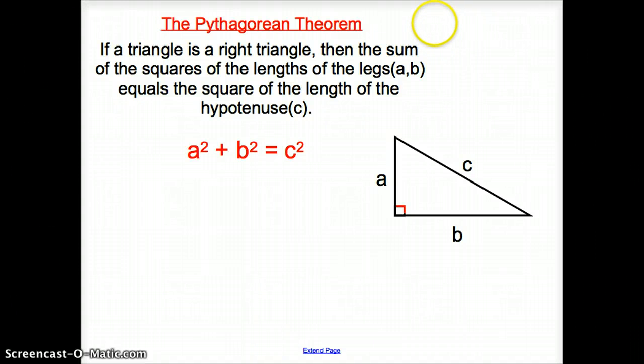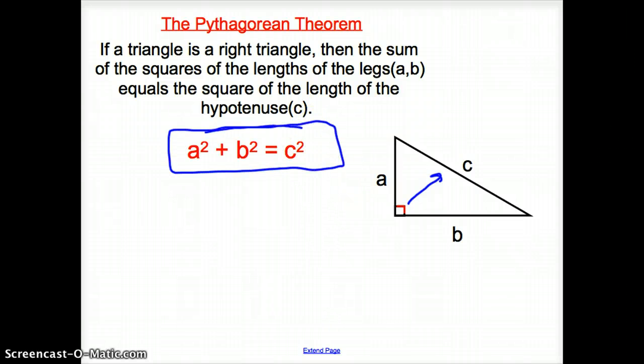In words, the Pythagorean Theorem states: if a triangle is a right triangle, then the sum of the squares of the lengths of the legs, A and B, equals the square of the length of the hypotenuse, C. The hypotenuse, remember, is across from the 90-degree angle, and its square is the sum of both of these squares, as stated right here.